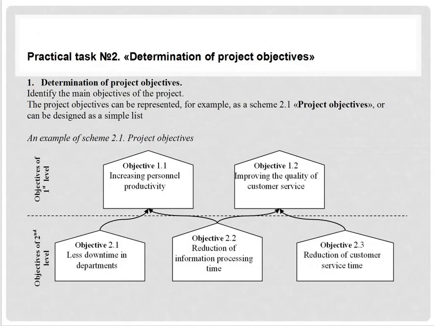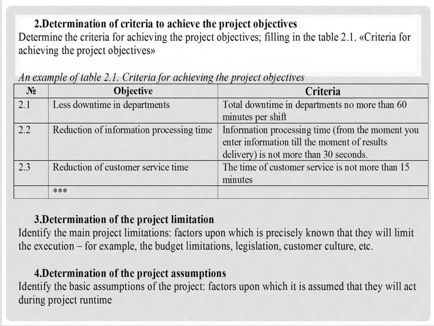So you have to fulfill next tasks. First, to determine the project objectives, you have to identify the main objectives of the project. And the project objectives can be represented, for example, as a scheme 2.1 project objectives, or can be designed as a simple list as you wish. So you can create project objectives of 2 levels. For each project objective of first level, you have to create at least 2 project objectives of second level.